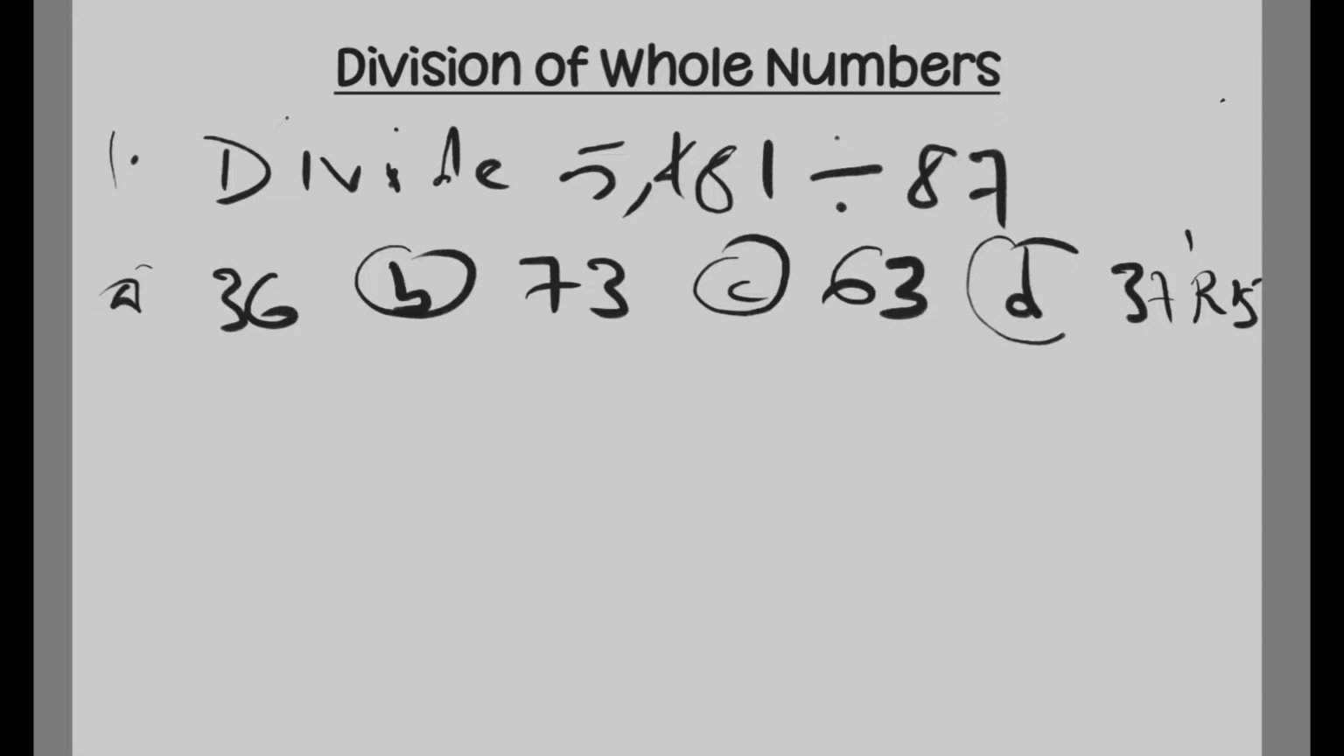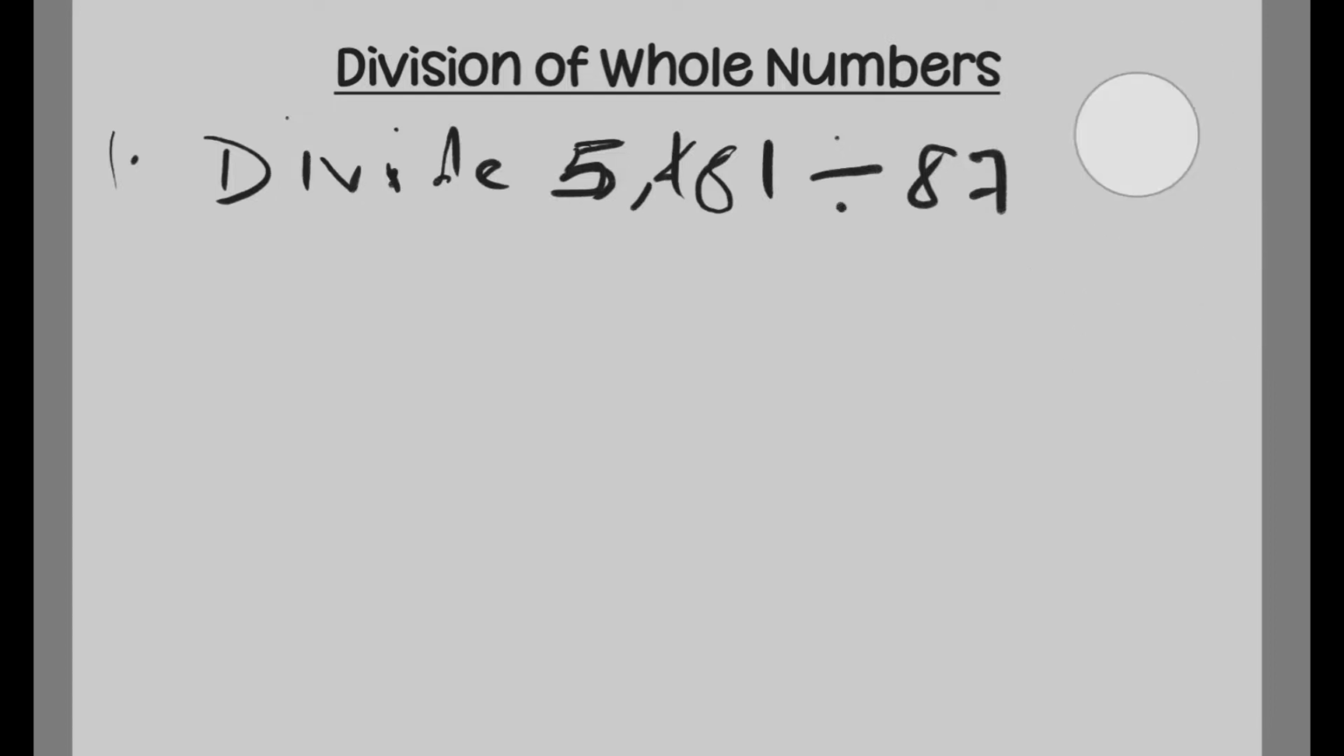So let's say we want to solve this. It says divide 5,481 divided by 87. Let me write this very well. How do you solve this? So you have all these options. So let's go ahead and solve this question. If you don't mind, you can pause and write this question down so you can solve along with me.